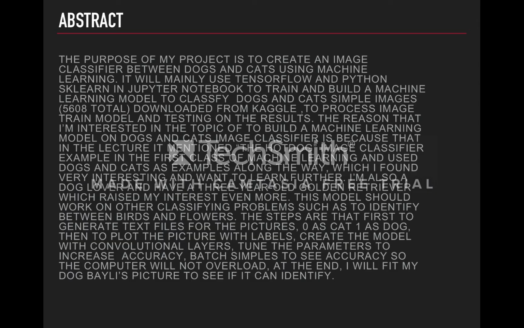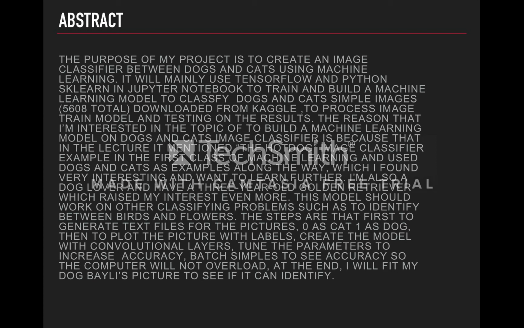The project will be done using a convolutional neural network model in Jupyter Notebook. The reason I was interested in this topic is because this was shown as an example of machine learning in the lecture. And I want to test whether it can identify my 3-year-old golden retriever and classify it as a dog, and also for further learning purposes. The model could also be used to identify similar concepts between images, such as birds versus flowers and so on.